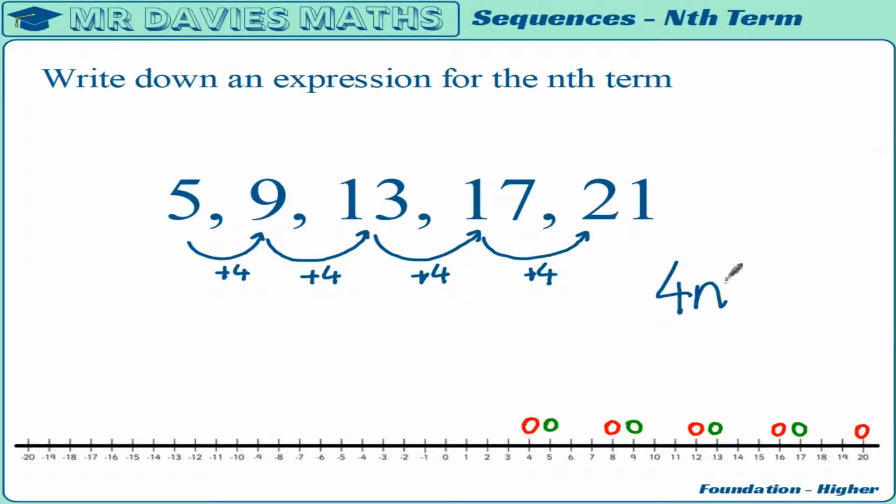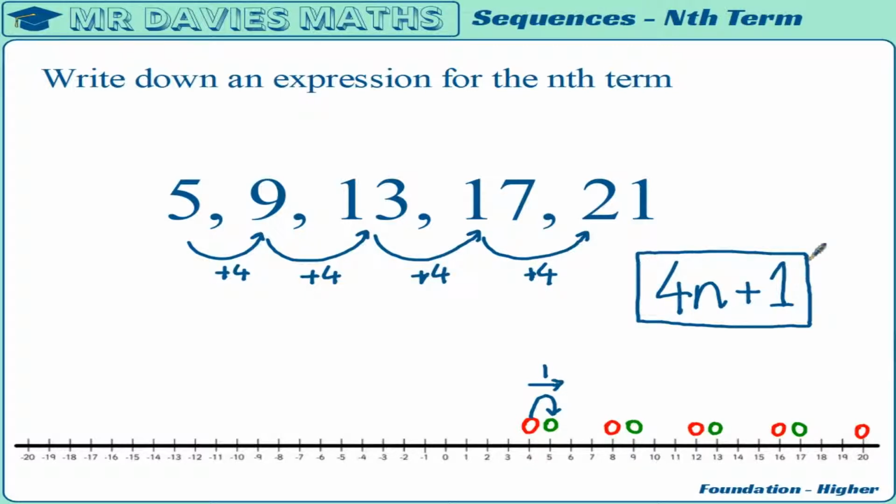So what we're going to say is it's still a version of the 4 times table, however instead of starting at 4 it's decided to move 1 space in that direction to 5. So we would say it's the 4 times table moved over in the positive direction 1 number. And that is the nth term for this sequence. Let's try another one.